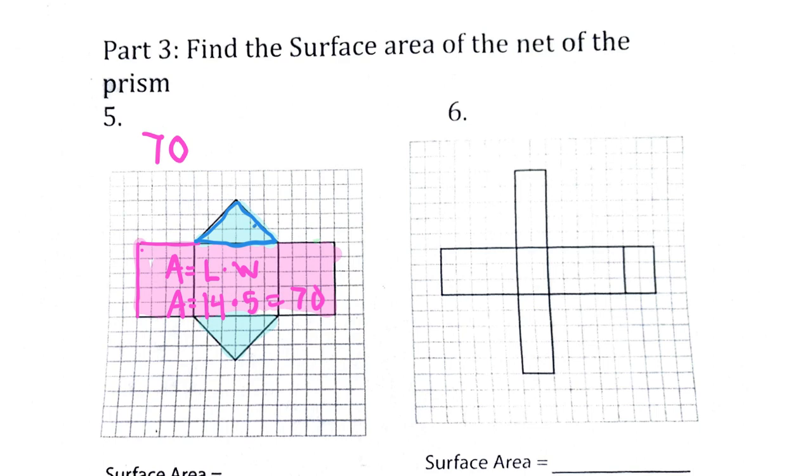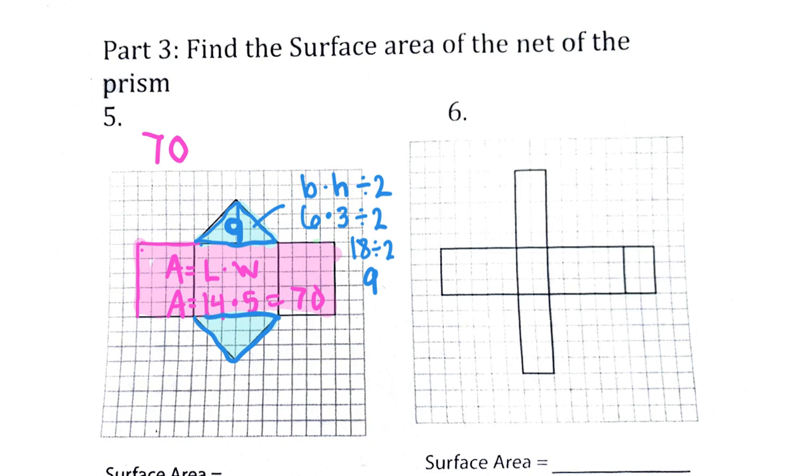So the area of a triangle is base times height divided by 2. So our base is 1, 2, 3, 4, 5, 6. And our height is 3. And we just divide that by 2. 6 times 3 is 18. 18 divided by 2 is 9. So the area of that triangle is 9.